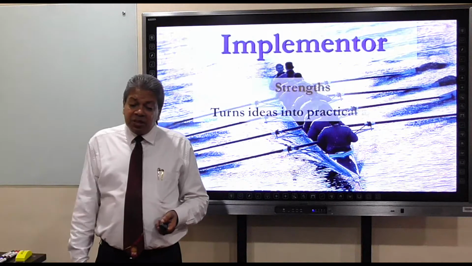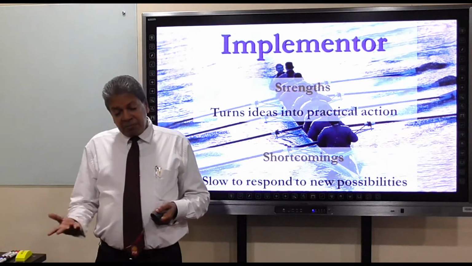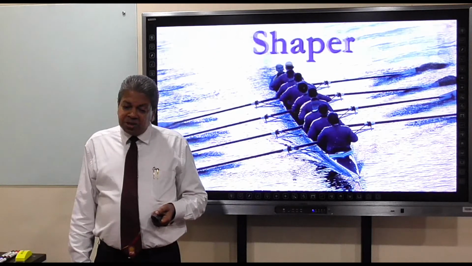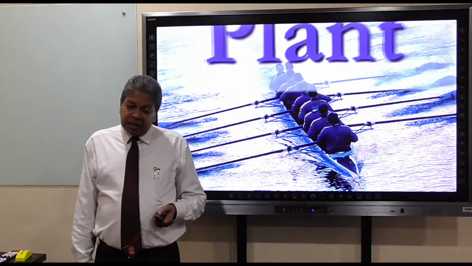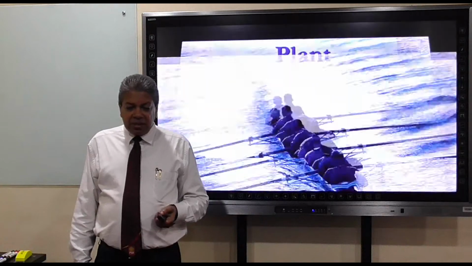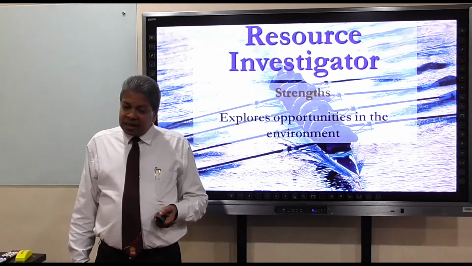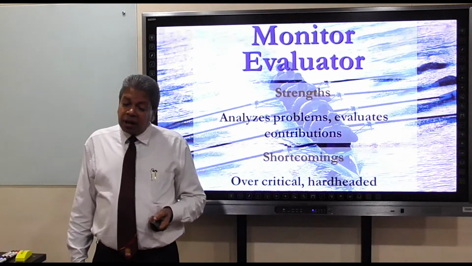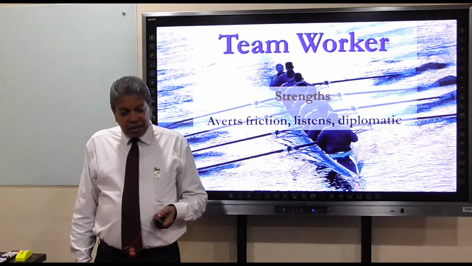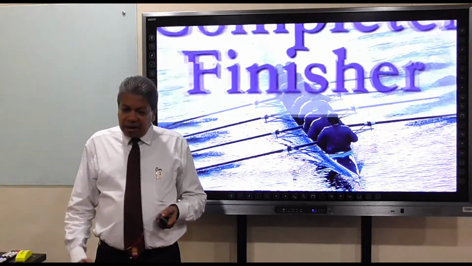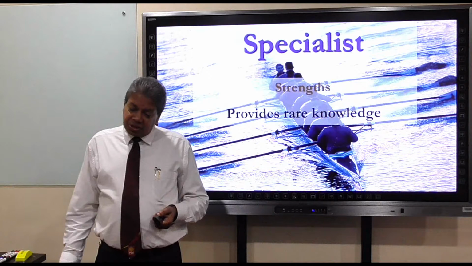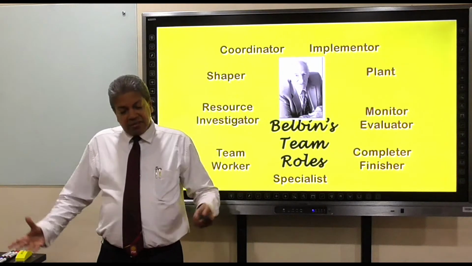Then we went into each of the detailed strengths and shortcomings. Implementer, coordinator, strength and shortcomings, shaper, strength and shortcomings, and then plant, strength and shortcomings, then resource investigator, strength and shortcomings, and then monitor evaluator, strength and shortcomings. Then we had team worker, completer finisher, and specialist, each with strength and shortcomings. Then this is the summary.